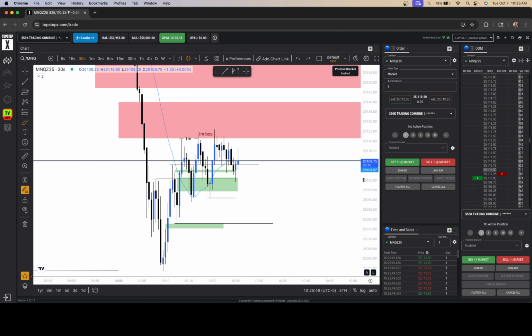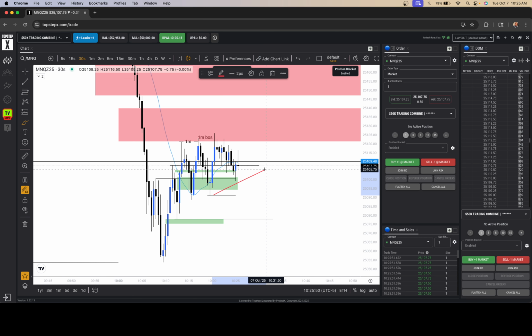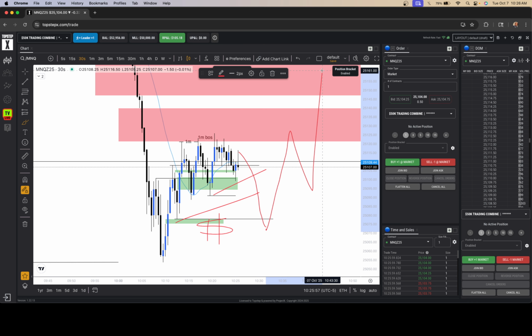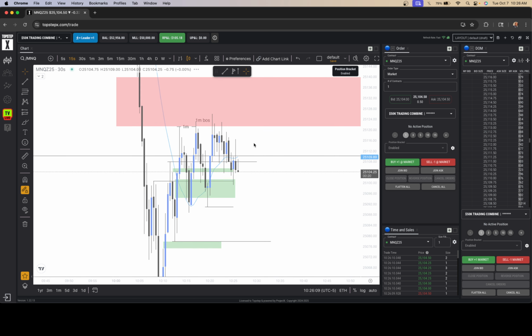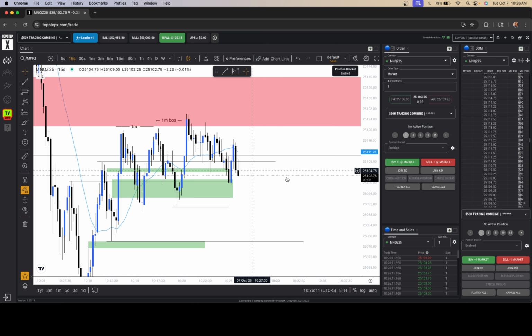Now we could break through here just to come into this imbalance, sweep all of this liquidity, and then go to the upside. It's all about understanding the possibilities of what can happen, mapping out the lower time frames, higher time frames, etc. Trying to really understand what's going on.